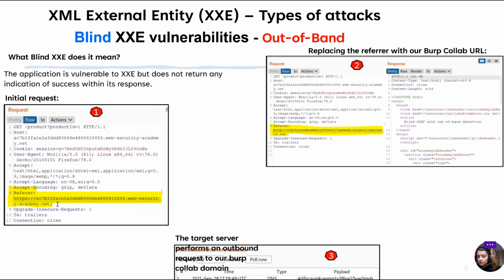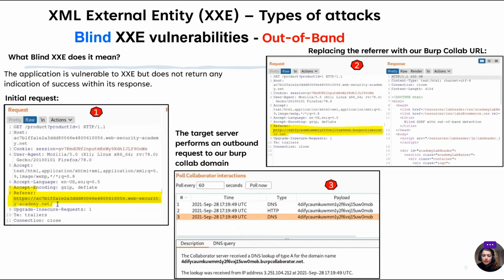But what happened actually is, when I check my Burp Collaborator, I can see this request. These are the outbound requests. You can see here the Collaborator server received a DNS lookup of type A for the domain name. This is the same domain name. So what we're seeing here is that we're receiving outbound requests. We're receiving requests from this server. So the targeted server is reaching out to us, meaning it's vulnerable.